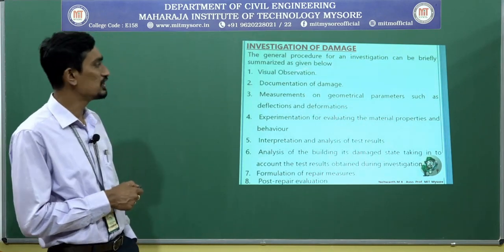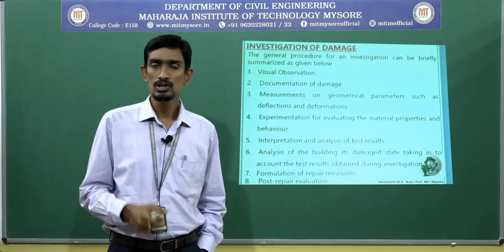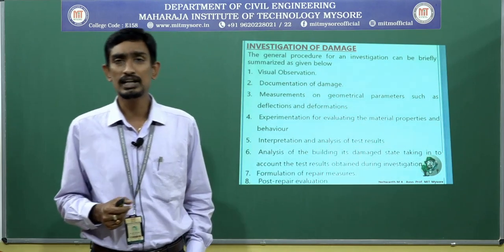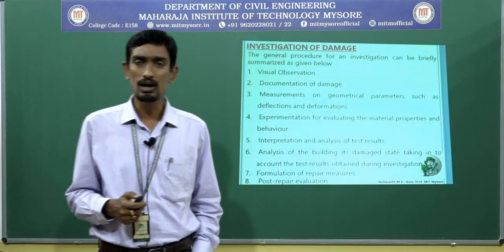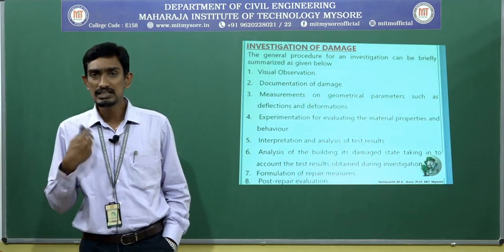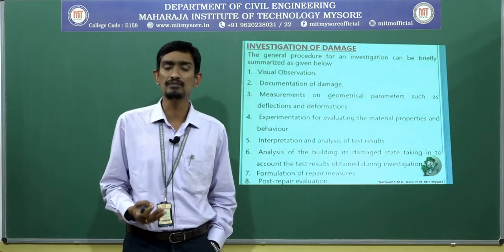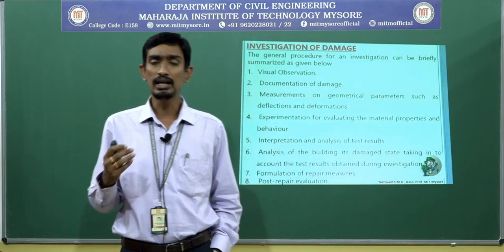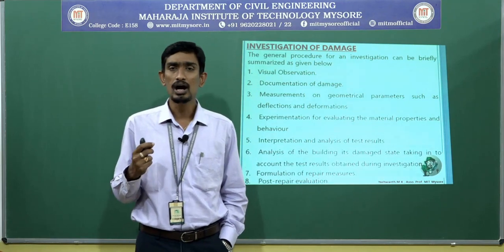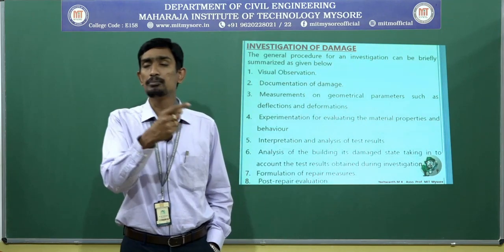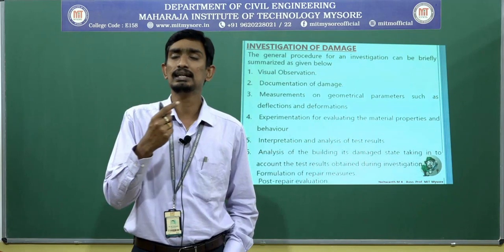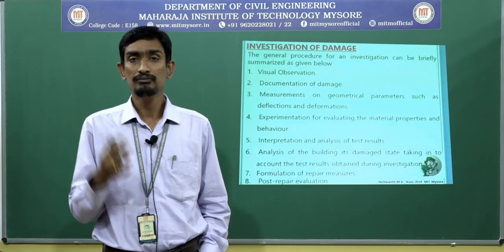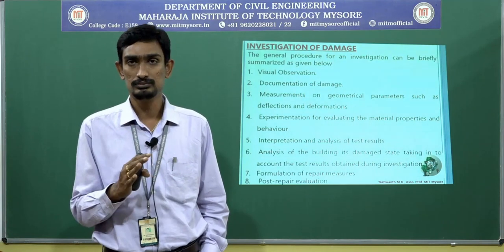Number 1, visual observation. This is a very, very important point for an engineer, as a technocrat. Why? Because when you visit the building for inspection, I need to do a walkthrough survey. That means I need to observe the entire building visually. What are all the damages that have happened? Physically I need to observe.